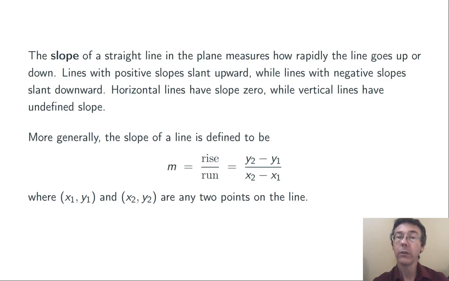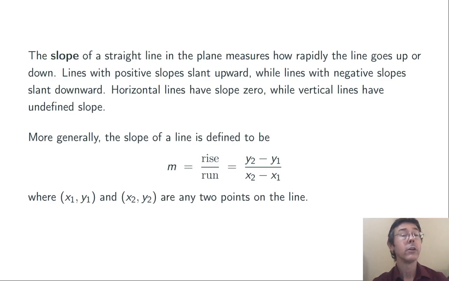It's traditional to use the letter m to represent slope, and it's calculated by taking the difference in the y values from any 2 points on that line divided by the difference in the x values for those same 2 points. For shorthand, we say it's rise over run.